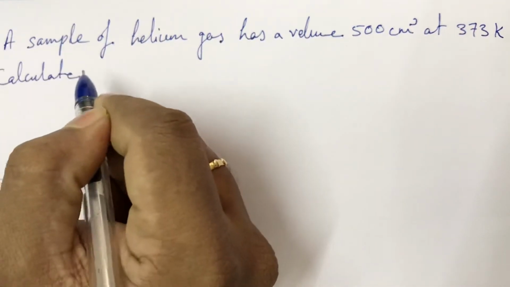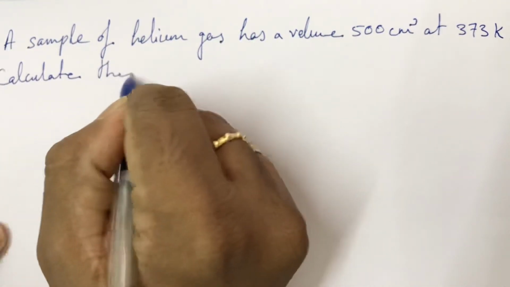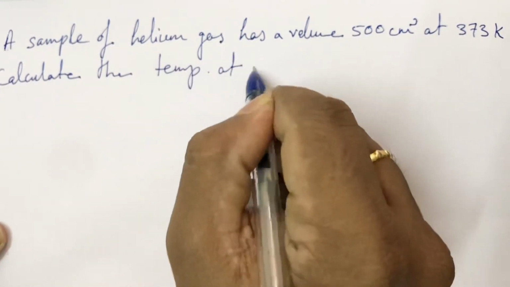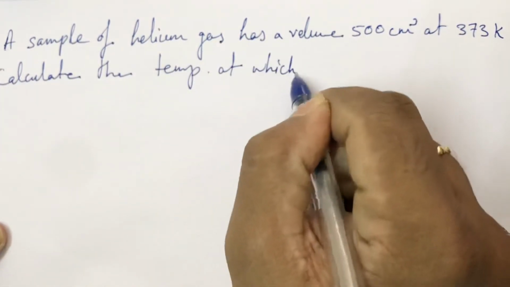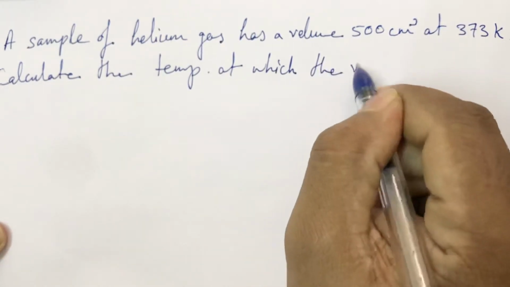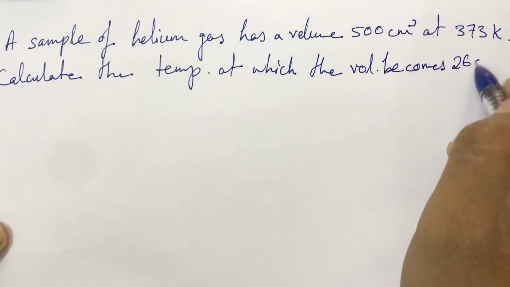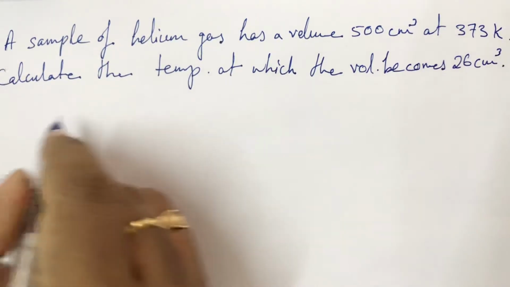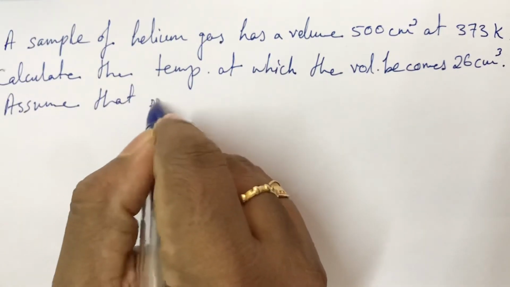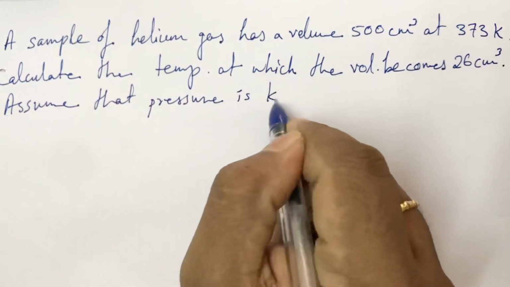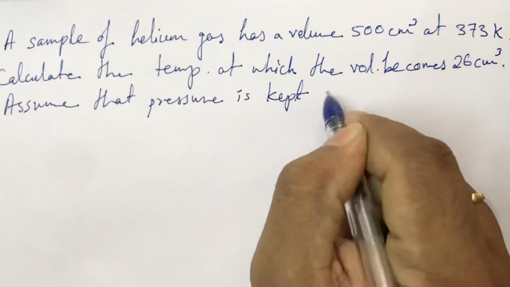Calculate the temperature at which the volume becomes 260 centimeter cube. Assume that pressure is kept constant.